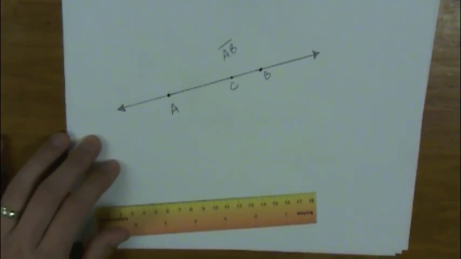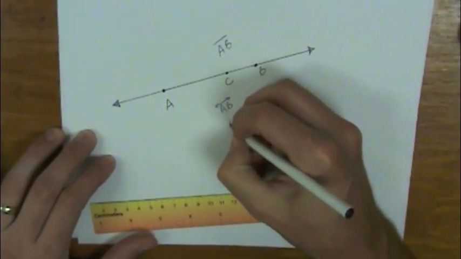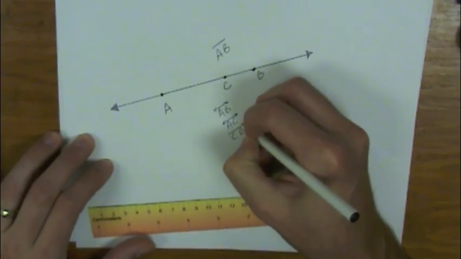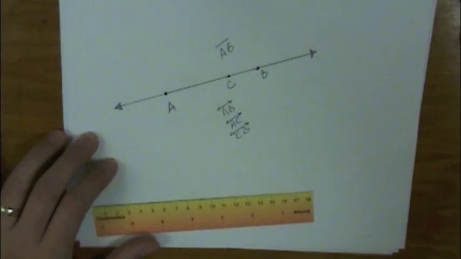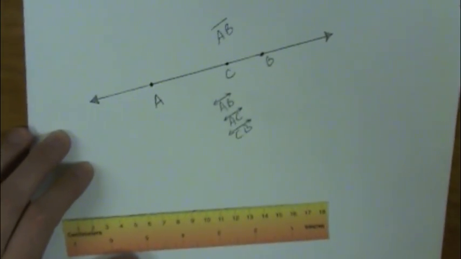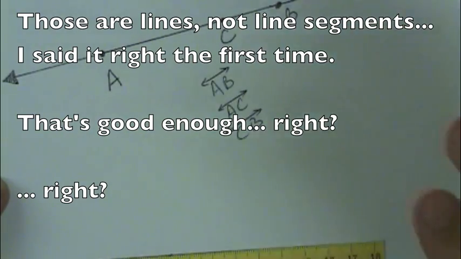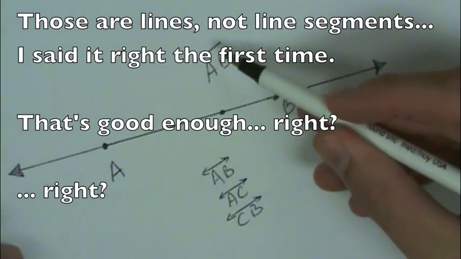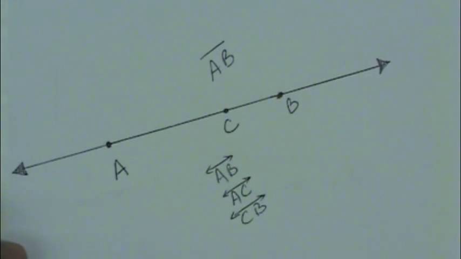Now, the names of these lines can be AB, AC, CB, or any combination of the three letters. What you want to notice here is that there are arrowheads on the top of those line names. That's different from the name of the line segment AB. See AB here with no arrows, down here AB, AC, and CB all with arrows.